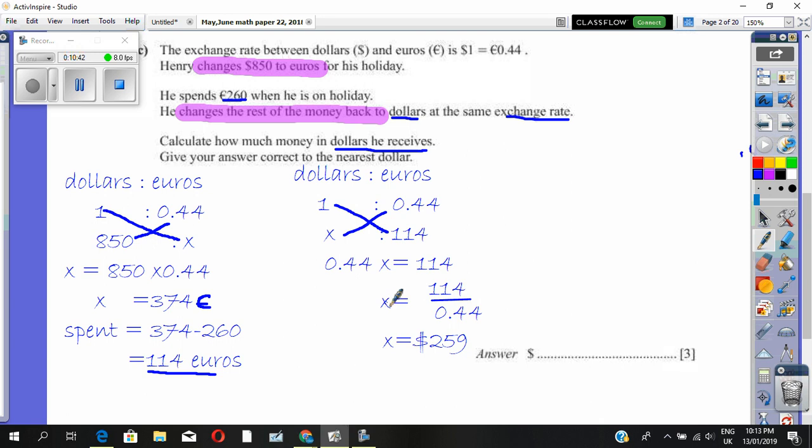That gives 114. Now, we divide by 0.44 on both sides, and we get x equals 114 divided by 0.44. When we divide it, it gives us $259. And this answer is to the nearest dollar, because we're supposed to give the answer to the nearest dollar.